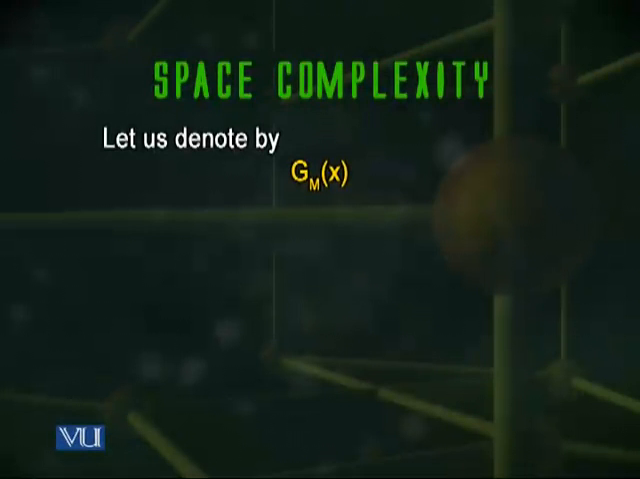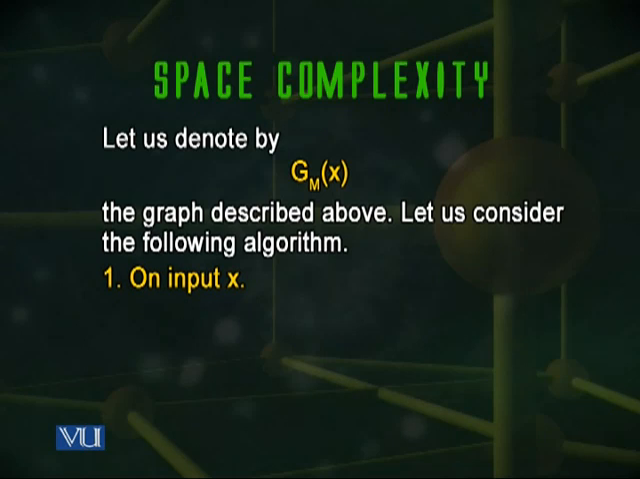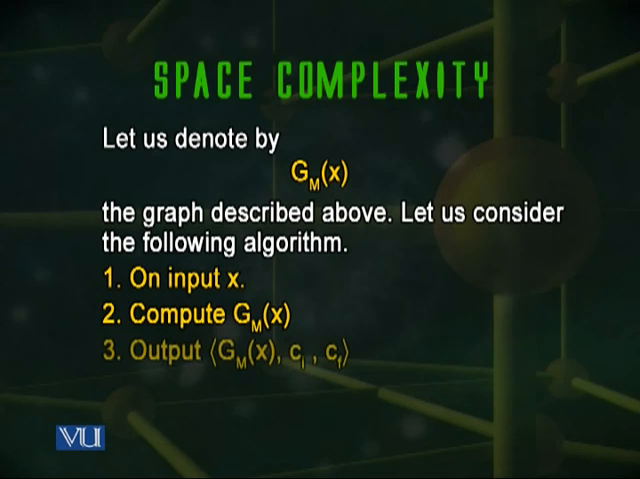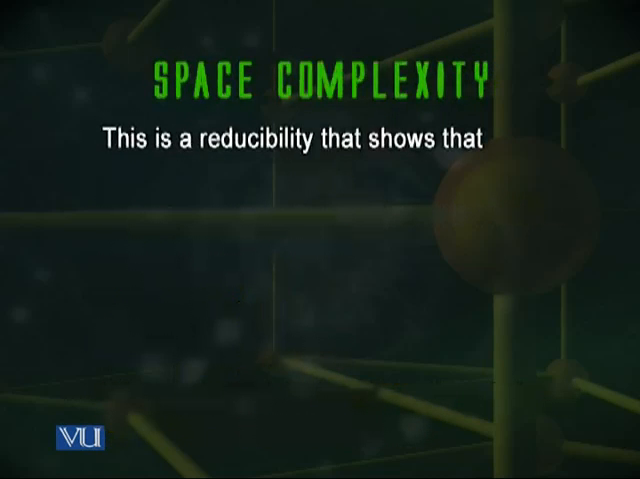Formally, let us denote by G sub M comma X the graph described above. And let's consider the following algorithm. This algorithm takes as input X. It computes G sub M of X in log space and outputs it. So it outputs G_M(X), Ci, Cf. Here Ci is the initial configuration of M on X and Cf is the final configuration. This is a reducibility that shows that A is log space reducible to path.